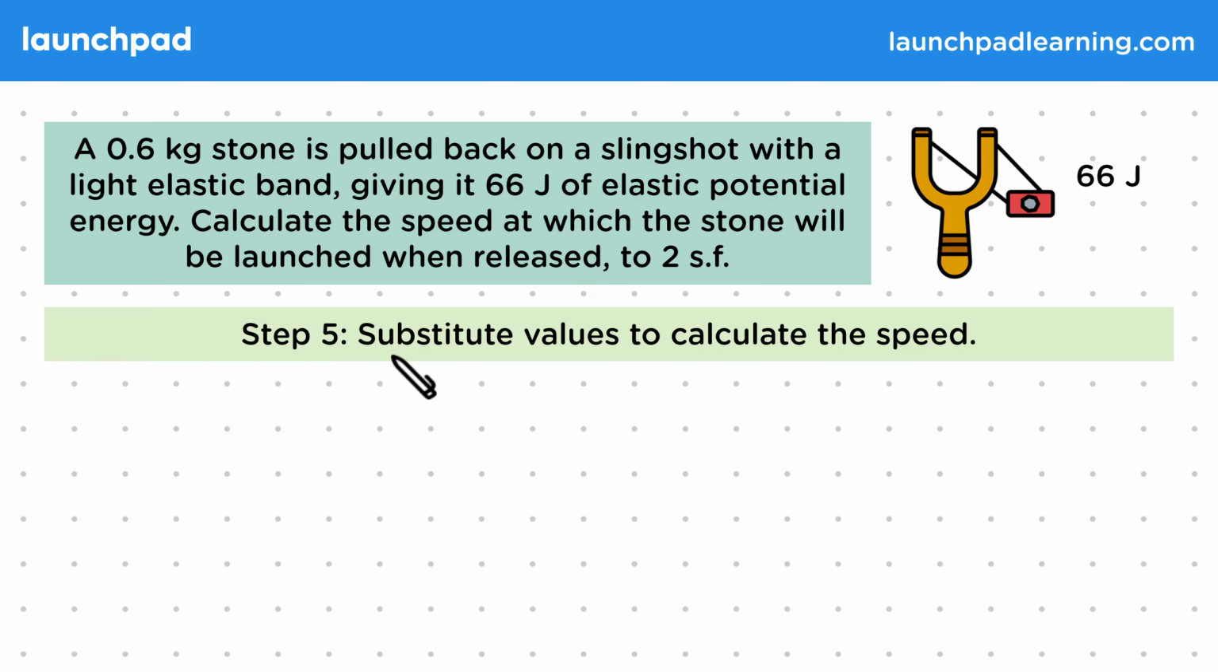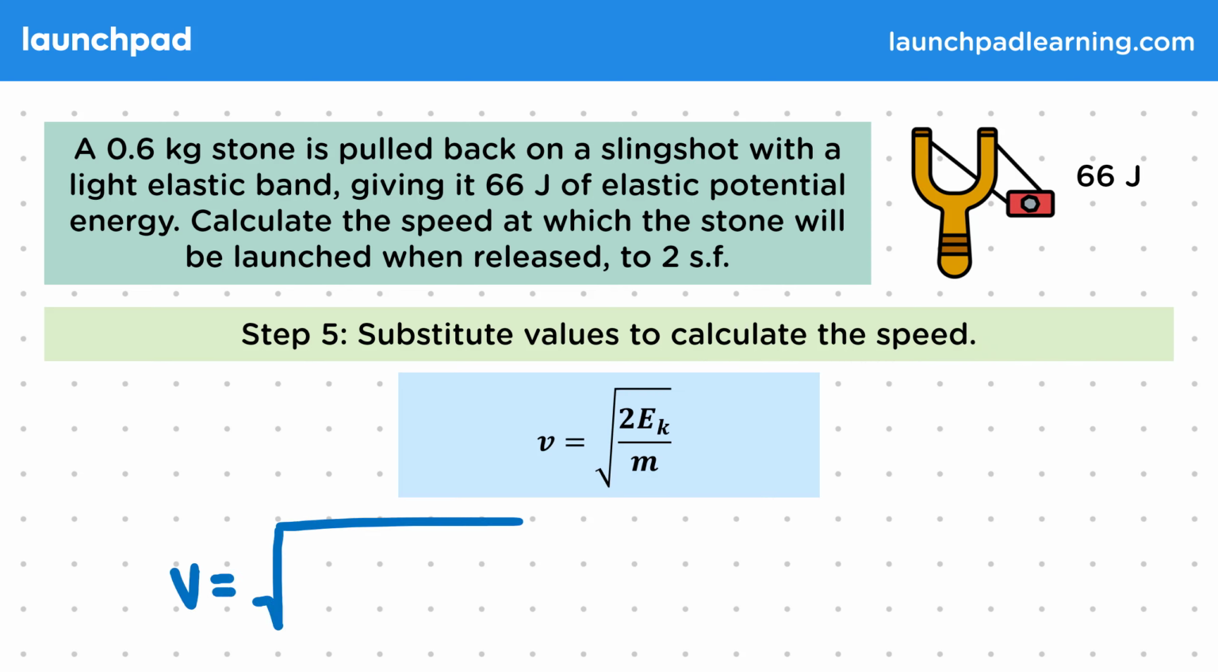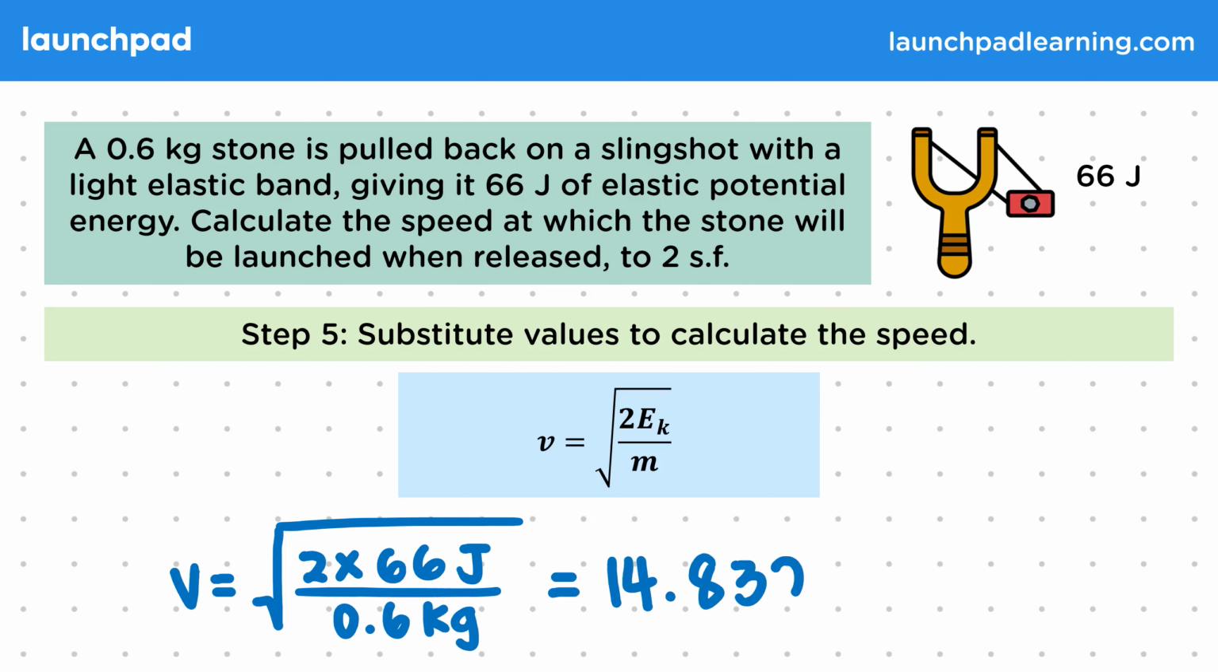For step 5, we need to substitute the values to calculate the speed. So v is equal to the square root of 2 times 66 joules divided by 0.6 kilograms, and that is 14.832 meters per second.